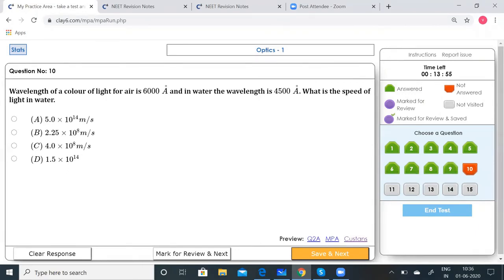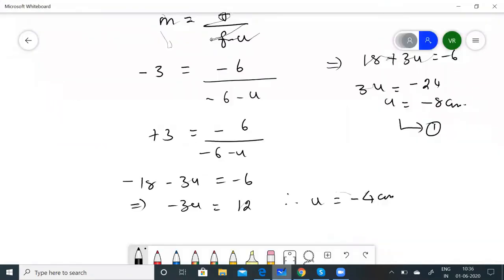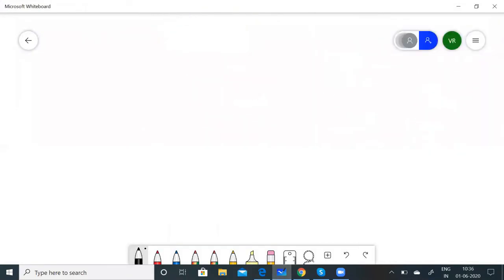Wavelength of a color of light for air is 6000 angstrom, and in water the wavelength is 4500 angstrom. What is the speed of light in water? All right. This is easy. Velocity into wavelength is always a constant. Remember that. So v1 by v2 is equal to lambda 1 by lambda 2.